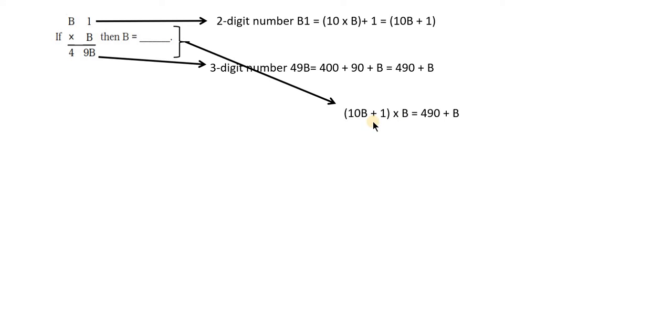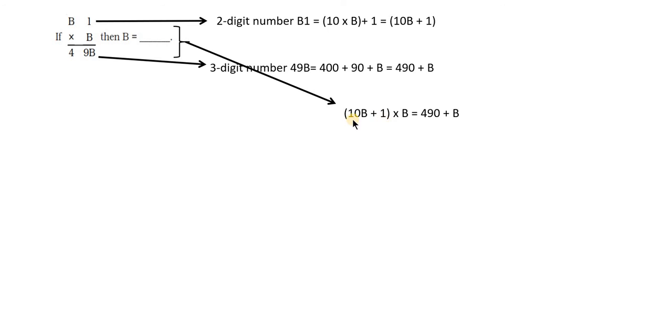This is something like the distributive law, or you can just use the standard binomial multiplied by a monomial. So now 10b plus 1, which is the generalized form of the 2-digit number b1, multiplied by b, equals the product 49b, whose generalized form is 490 plus b. So this is an equation with variable b. If we solve for b, we will get the value of b.